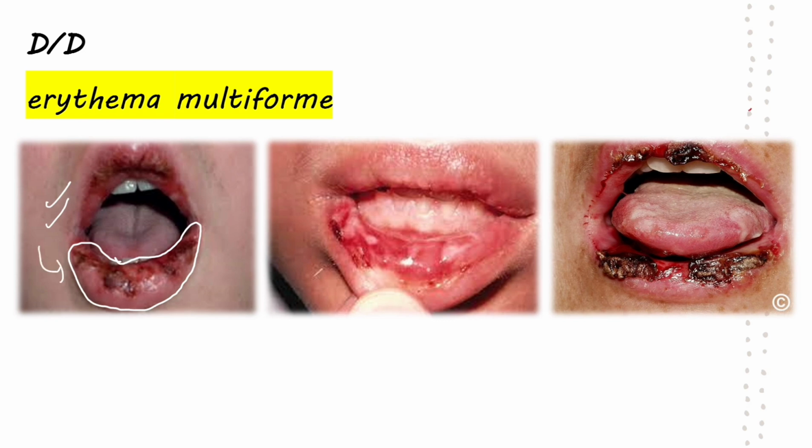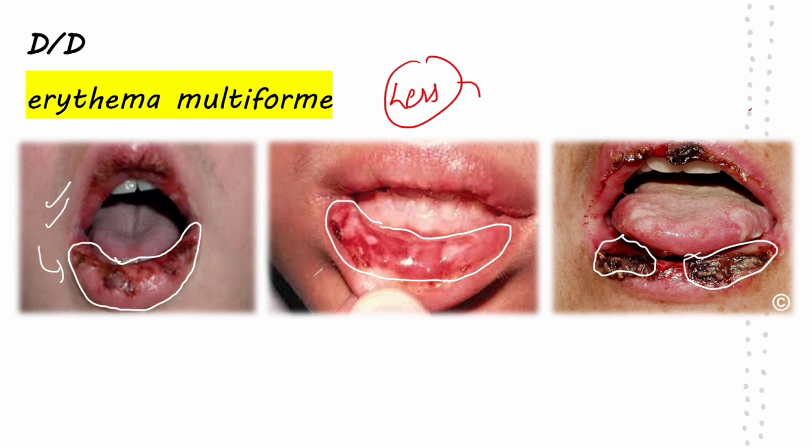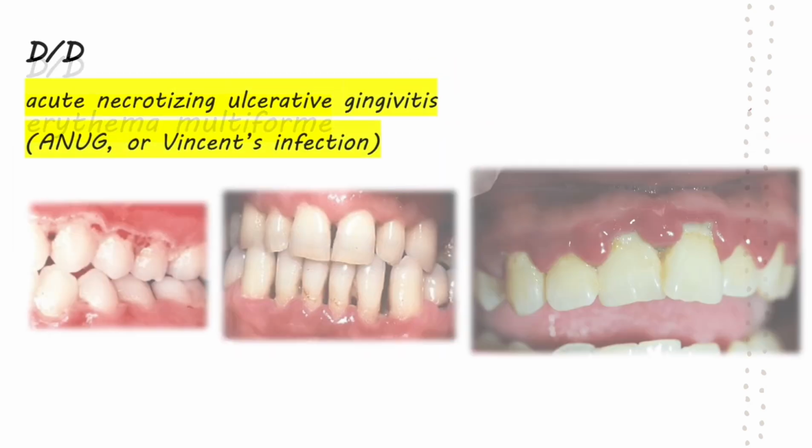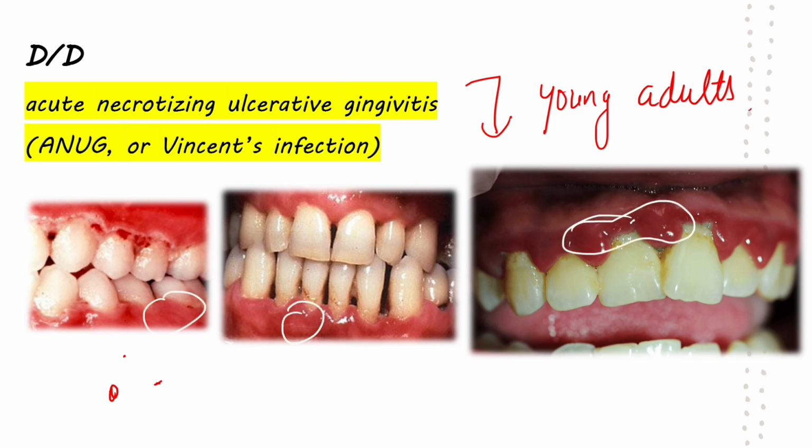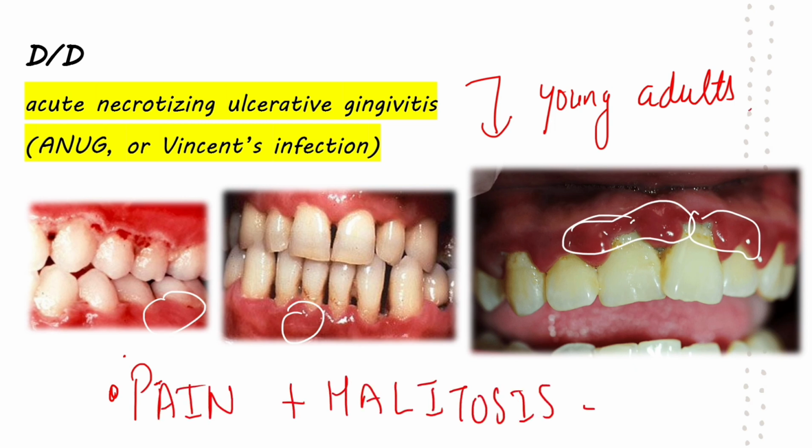Next is oral ulcers of erythema multiforme, which can be differentiated from herpes simplex infection by the appearance, that is, the erythema multiforme blisters are larger, usually without a vesicular stage, and are less likely to affect the gingiva. Next is ANUG, that is acute necrotizing ulcerative gingivitis. It also commonly affects younger adults. However, the lesions in ANUG are limited only to gingiva and they do not proceed by vesicles.